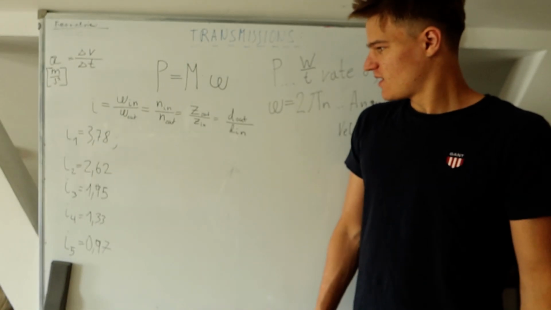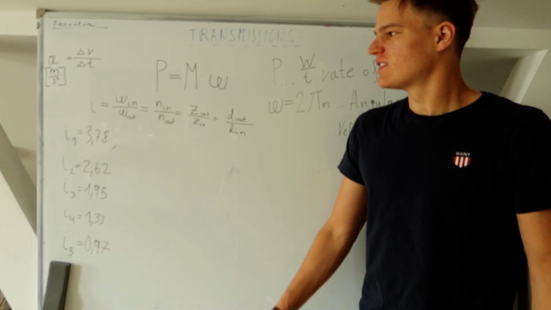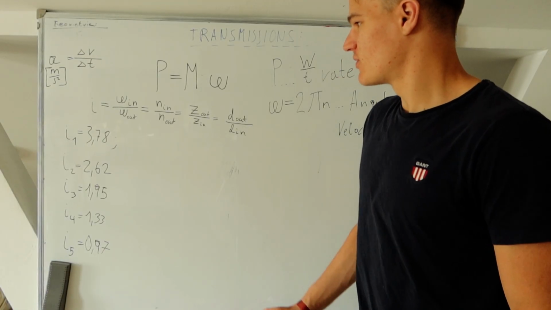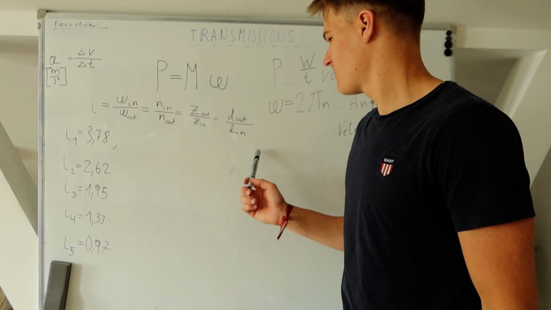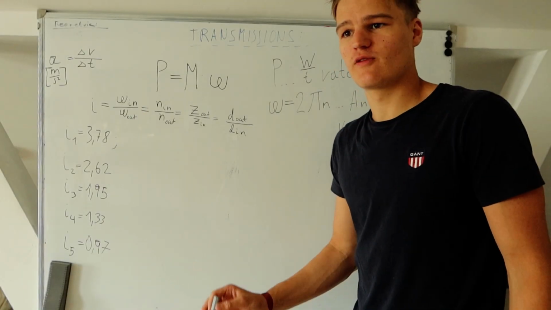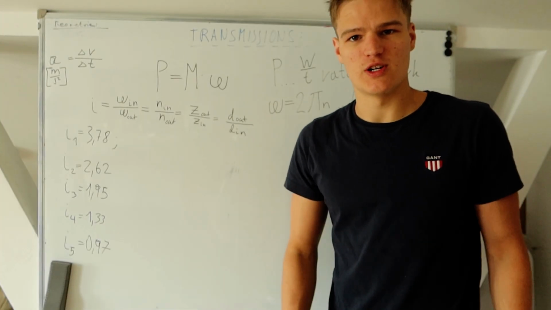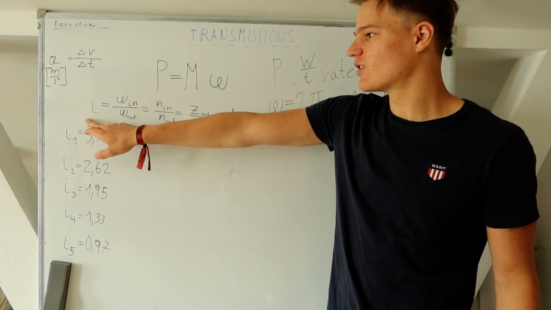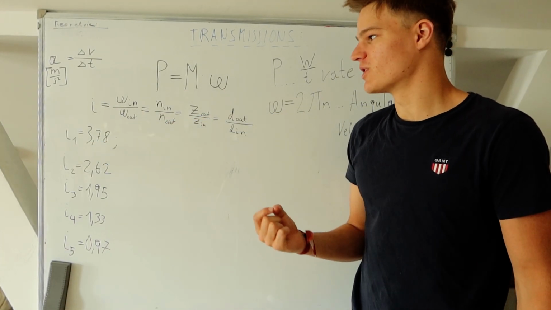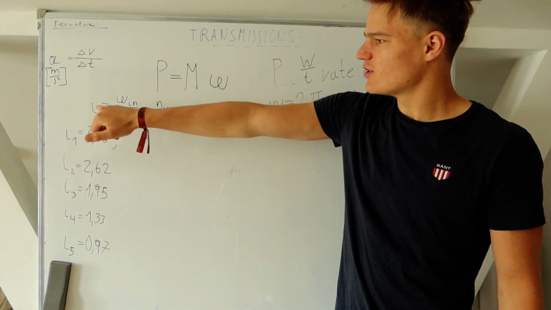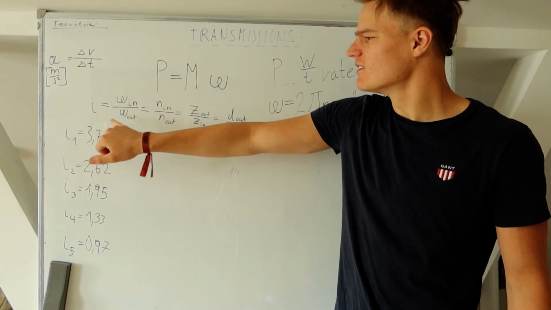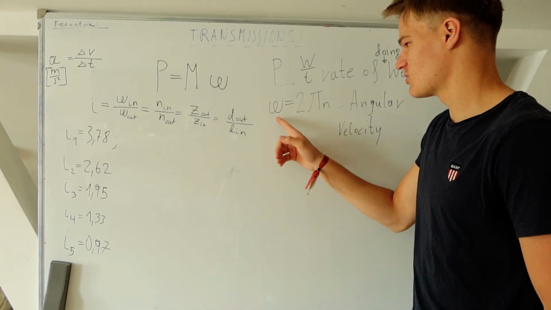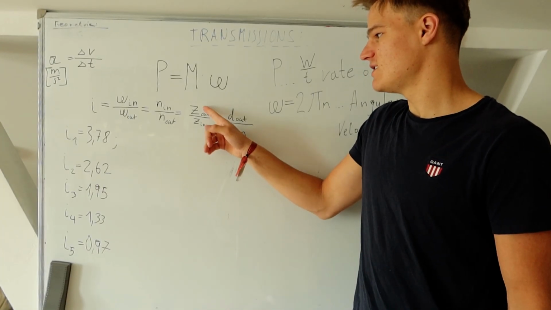Okay, so I rearranged this a little bit and also put down some new stuff. So what do we have here? First of all, these are all of the definitions for our gear ratio, right? So this i here is our gear ratio. What does that mean? Gear ratio is defined as omega in over omega out, or the same as n in over n out, right? Because that's just this, okay? Or we have z out over z in.